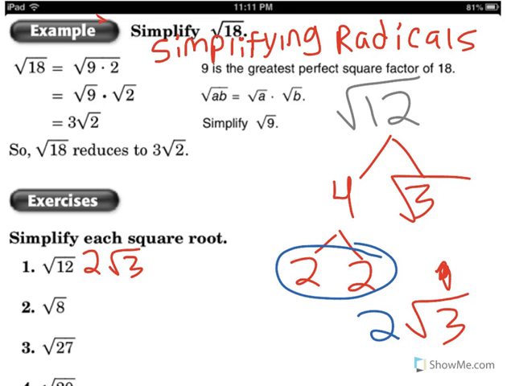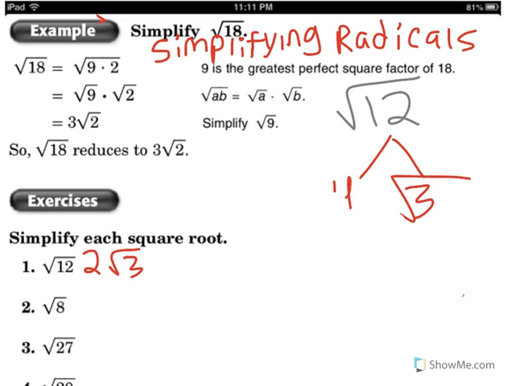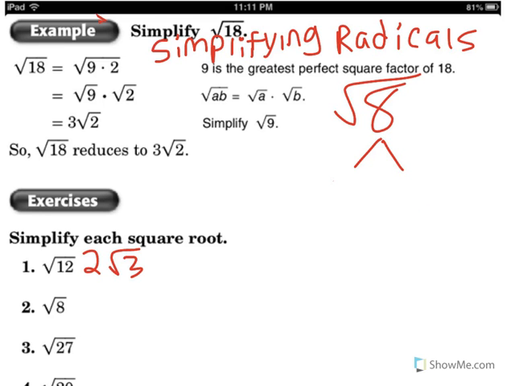Alright, now move on to number 2 and try number 2. Well, and I'm going to erase number 1 while you're doing that. Alright, so make sure you try number 2. Press pause if you haven't done so already.